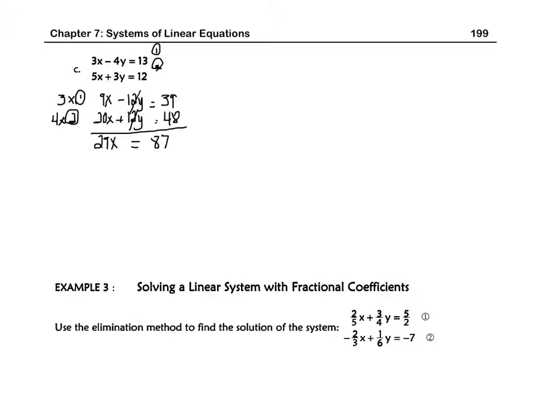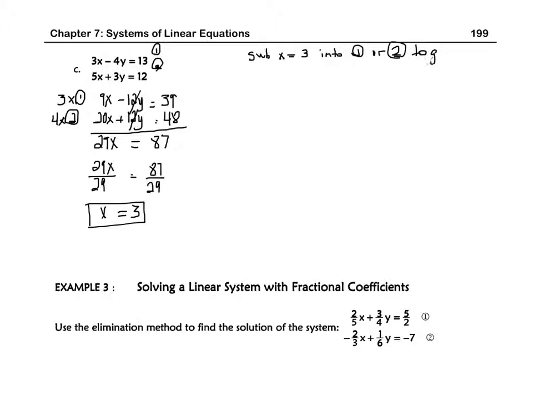And then if you divide both sides by 29 to get the x by itself, you've got x is 3. And then you go back and sub x equals 3 into one of the given equations, 1 or 2, to get y.